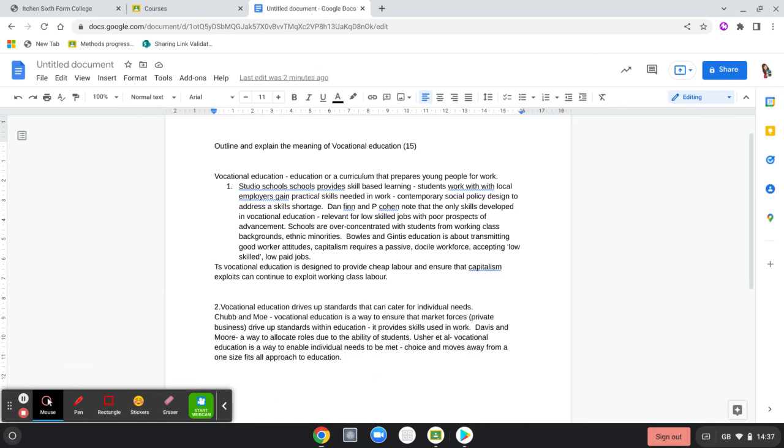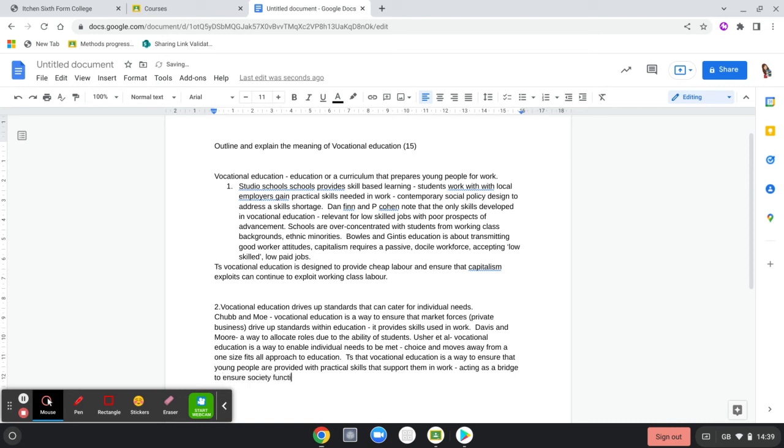So this shows that vocational education is a way to ensure that young people are provided with practical skills that will support them in work. It's acting as a bridge to ensure society functions.